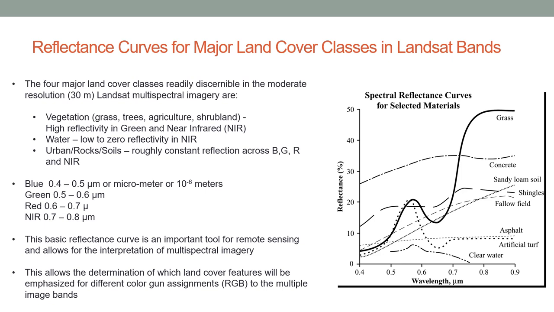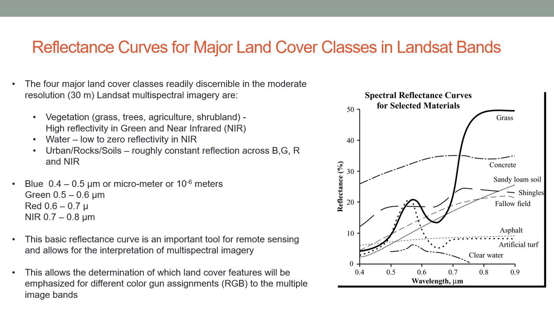And once again, in recap, your blue band is roughly between 0.4 and 0.5 micrometers. The green band is between 0.5 and 0.6 micrometers. And the red band is between 0.6 and 0.7 micrometers. So it turns out that the four major land cover classes are pretty readily discernible in moderate resolution Landsat multispectral imagery. And these are vegetation, which will typically have a peak in the green and a high infrared shoulder, a high infrared reflectivity. And the healthier the vegetation, the greater the reflectance in the infrared, because there is a greater chlorophyll content in healthier vegetation.